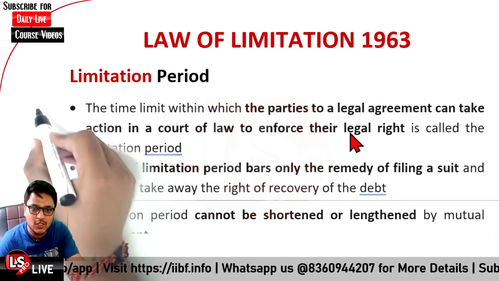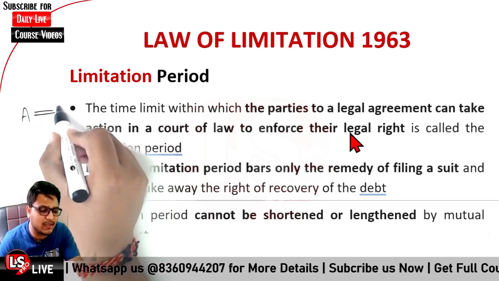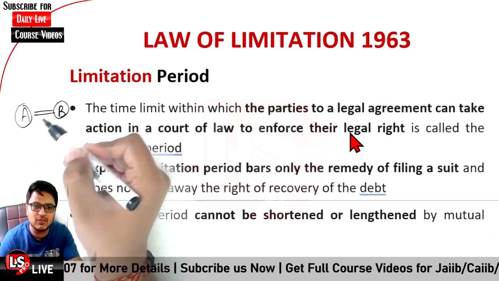So what it is, if there was an agreement, a contract between parties A and B, and there were some terms and conditions which were to be followed.